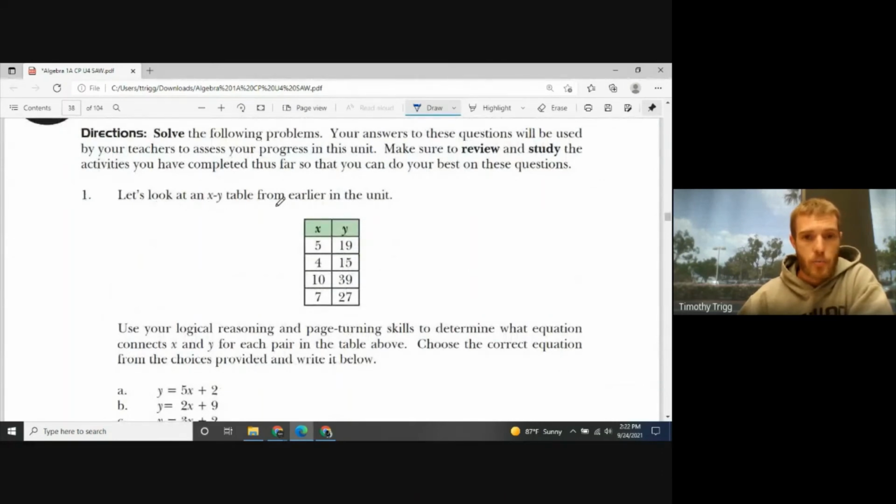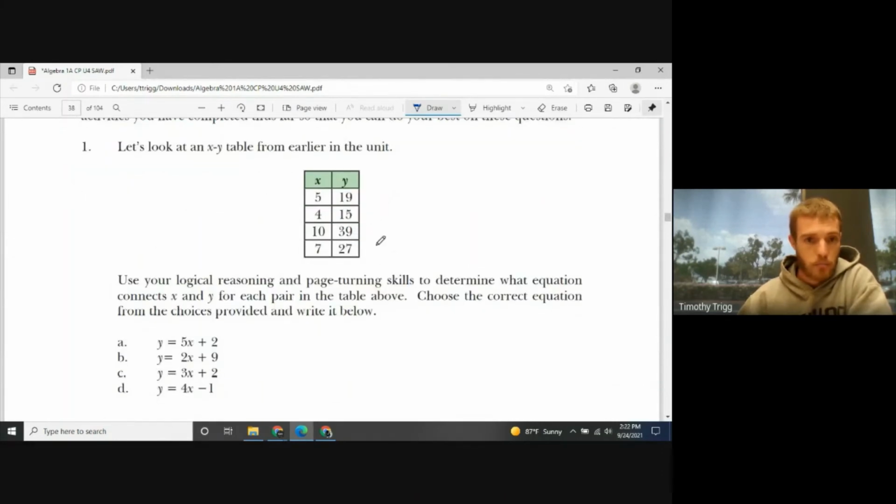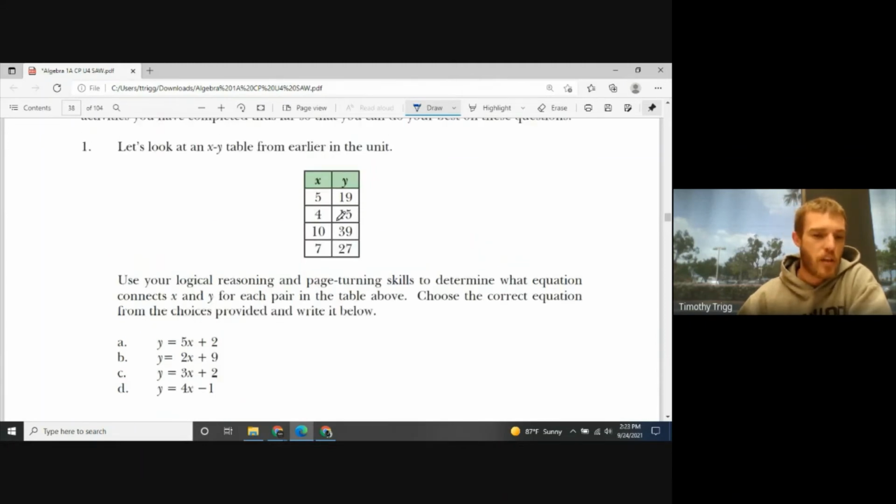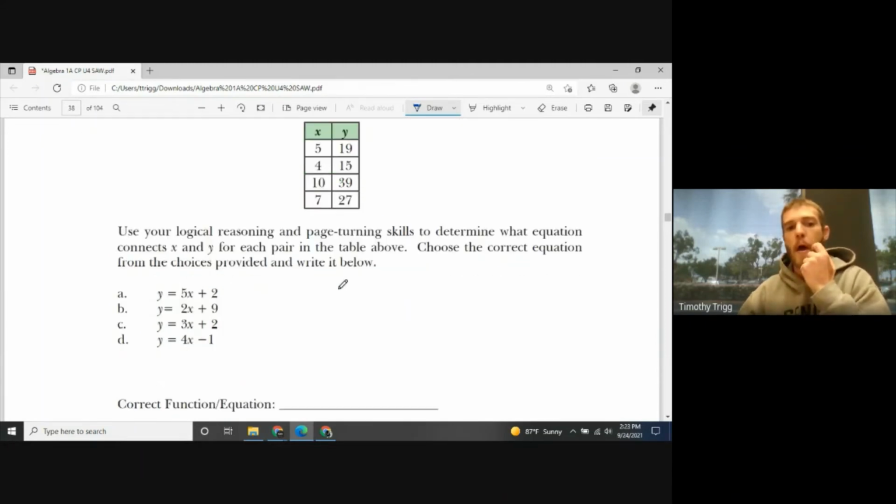Let's look at this XY table from earlier in the unit. Using your logical reasoning and page turning skills, determine which equation connects X and Y for each pair in the table below. Choose the correct equation from the choices provided and write it out. Are they trying to do a joke right there? Page turning skills? Okay. Basically, they're saying they already did this problem. But we know that this will be the answer. We've done this problem before.